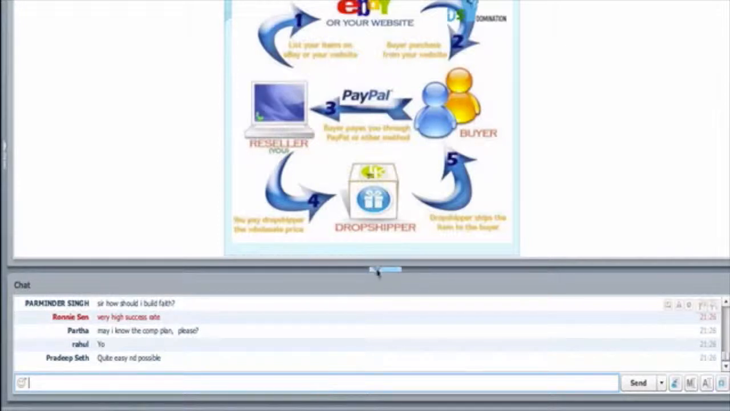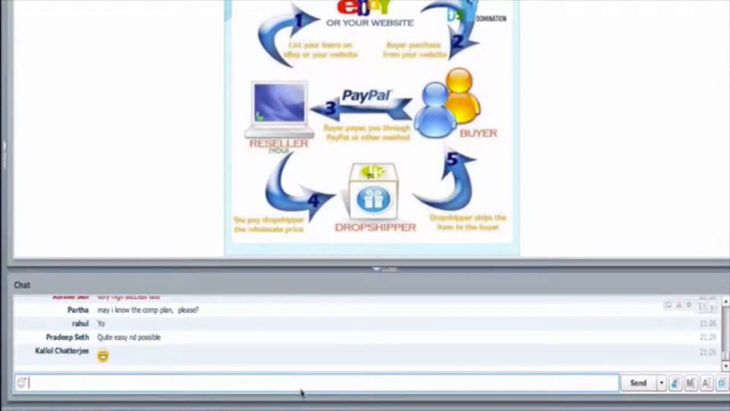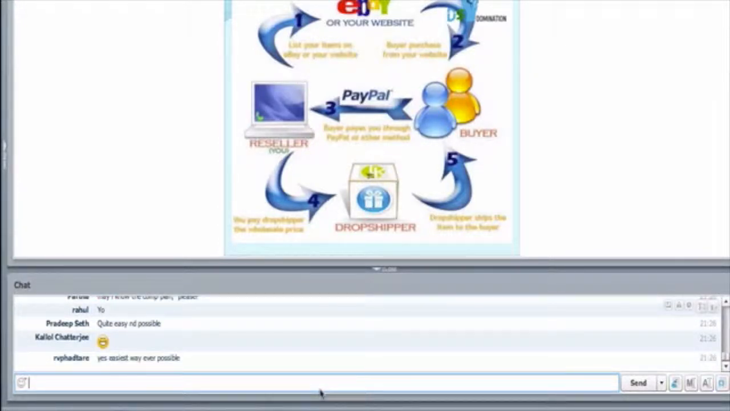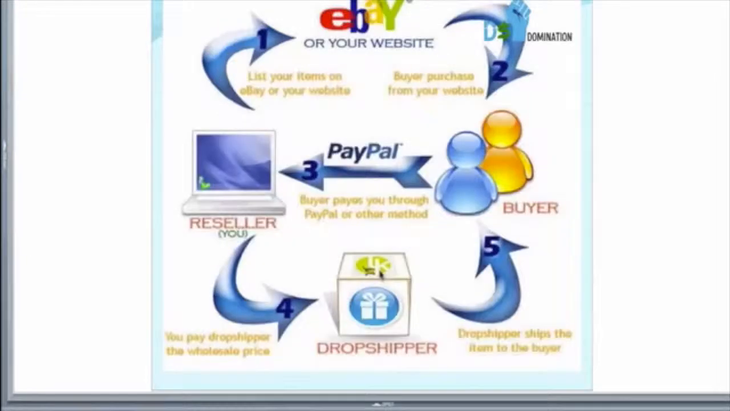Yeah, Rahul says yo. Pradipji says quite easy and possible. We have Shubho in the chat room. Shubho is absolutely killing this, being a college kid of 21 years, and he is already living on a full-time income compared to some of the corporate managers. So, all right, cool. I can see some awesome replies from some of our members who are already doing it successfully inside the business.